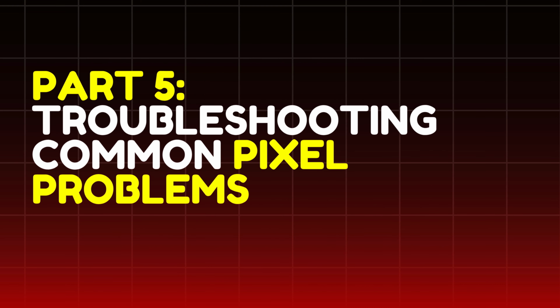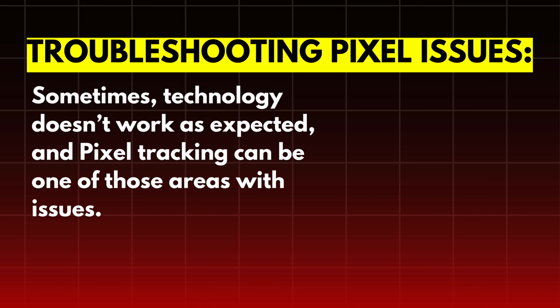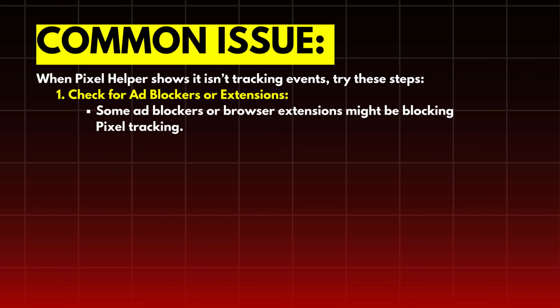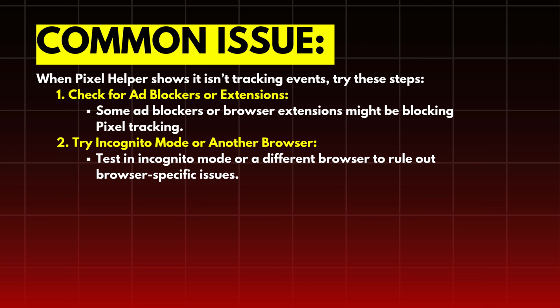Part 5. Troubleshooting Common Pixel Problems. Now, I wish I could say everything will always go smoothly from here, but sometimes tech doesn't play nice. One of the most common issues people face is that their pixel isn't firing correctly, so let's talk troubleshooting. If the pixel helper shows that your pixel isn't tracking events, the first thing to do is check for ad blockers or browser extensions that might be interfering. Test it in incognito mode or another browser.